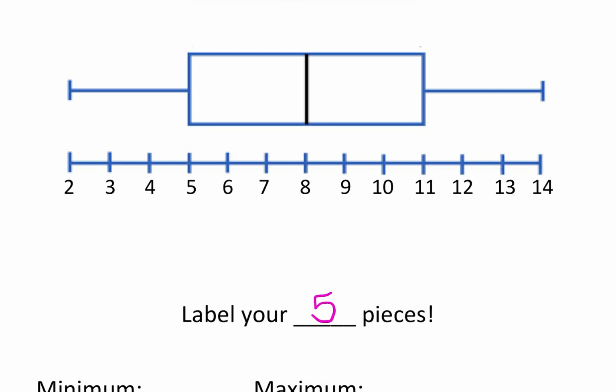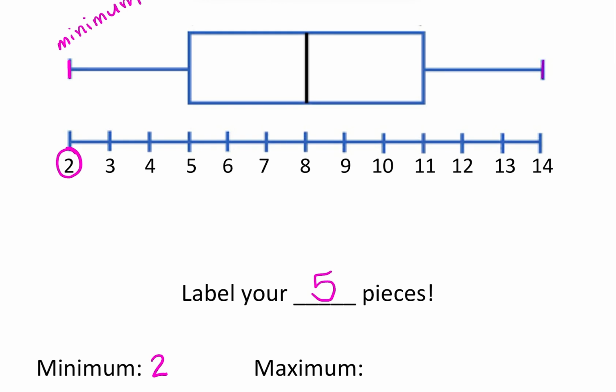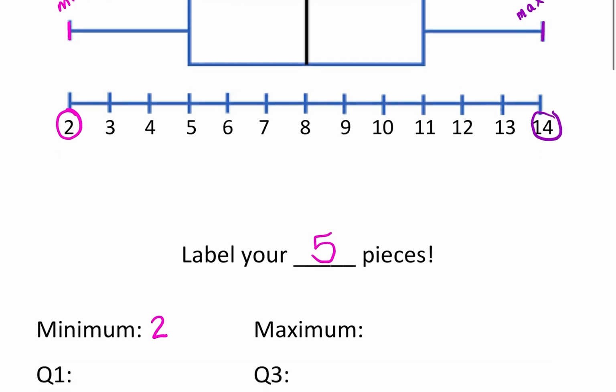So the first thing on a box plot that we are going to label is this very far end. This right here is the minimum, okay? And that means that is the smallest point on my box plot. If you follow that down, that is a 2. So my minimum is 2. On the opposite side of our box plot, what's the opposite of a minimum? That is called a maximum, okay? The biggest number that I have, if you follow that down, is a 14. Those are pretty self-explanatory, the minimum and the maximum.